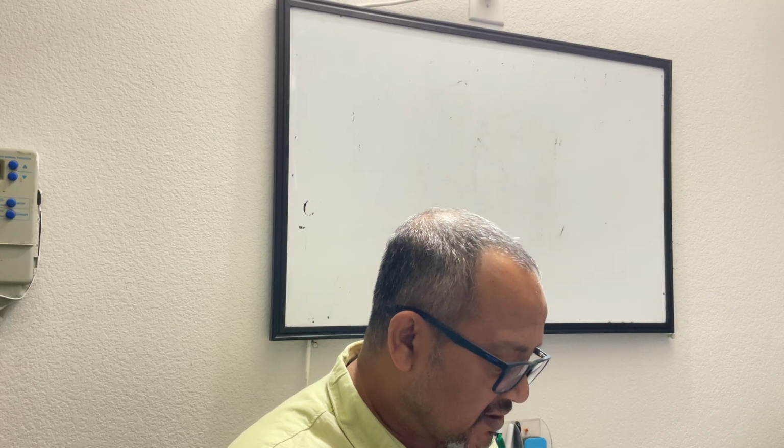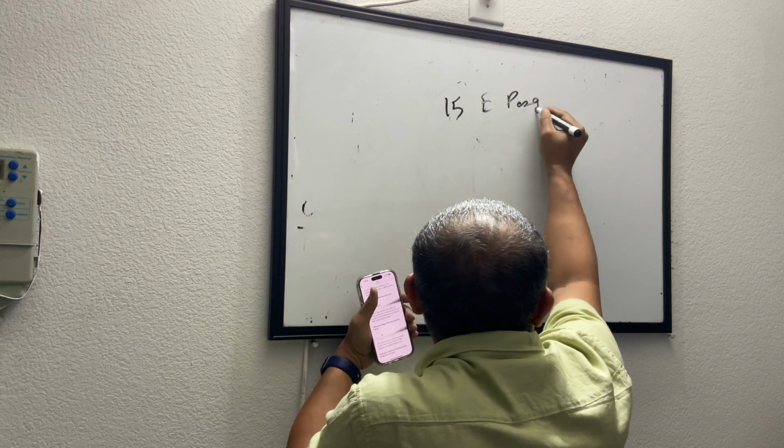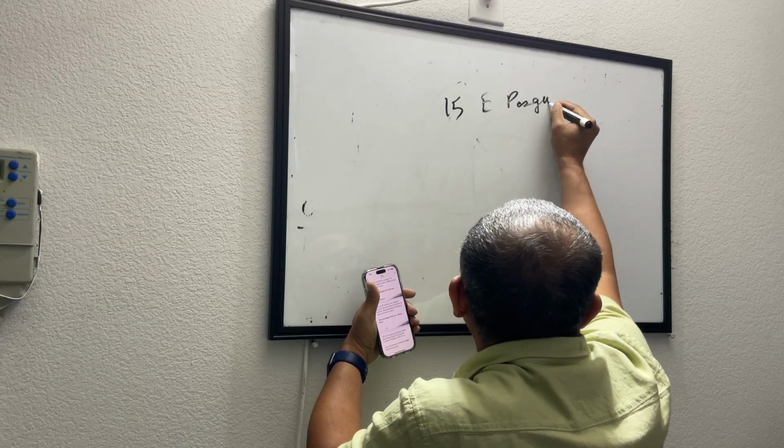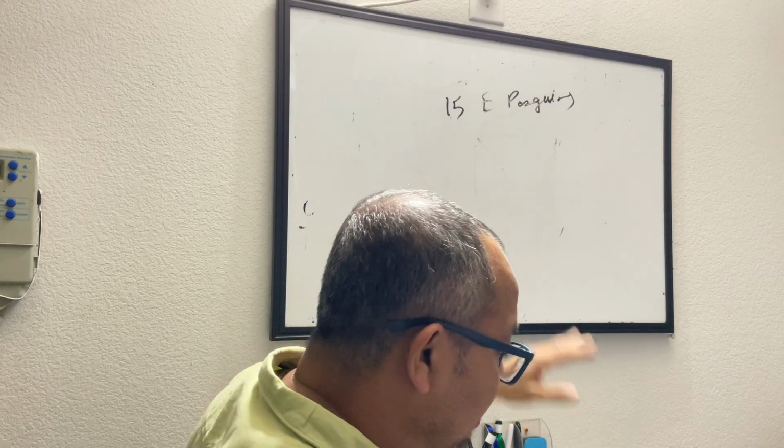Now hear me out carefully. A zoo has 15 emperor penguins. The emperor penguins make up 30% of all the penguins in the zoo. How many penguins live in the zoo? So let me go slow. A zoo has 15 emperor penguins. Okay? A zoo has 15 emperor penguins.